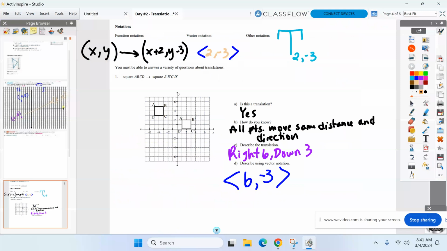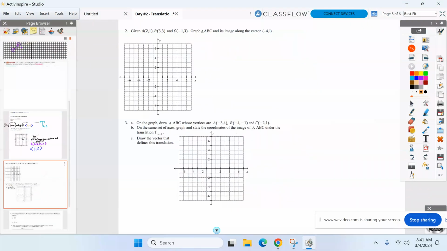So this is what translations are. Slides: right, left, up, and down. All right, let's keep rolling. I want to give plenty of time for you guys to start and finish the assignment today. Graph triangle ABC, and then move it along the vector -4, 1. So go ahead and graph it, and then I have a question for somebody.